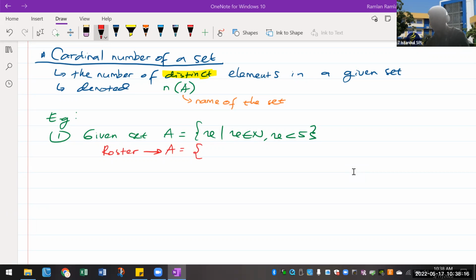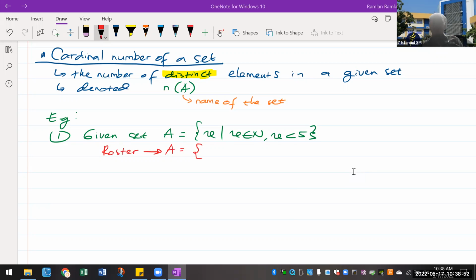Okay, belum ada yang nulis nih? Roster form itu tinggal tulis aja elementsnya apa aja. Misalnya yang termasuk ke sini angka berapa? Angka 1 misalnya, tulis 1, right? And then after that you use comma to separate that with the other numbers, the other elements. Oke, saya tunggu ya. Ayo dijawab.